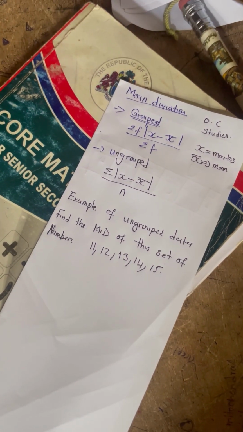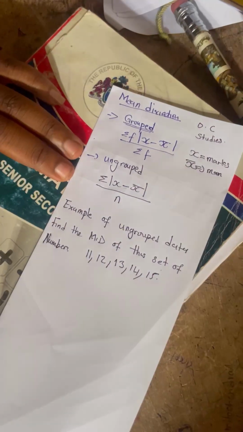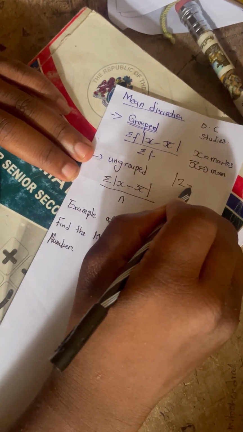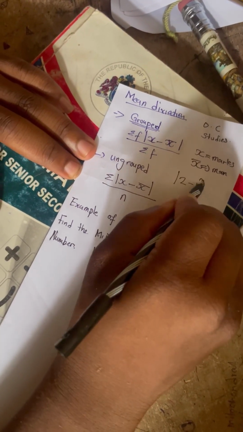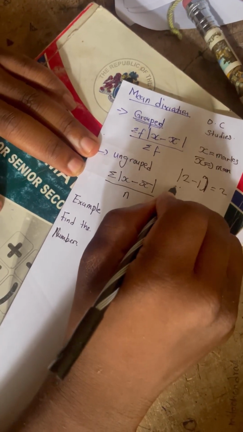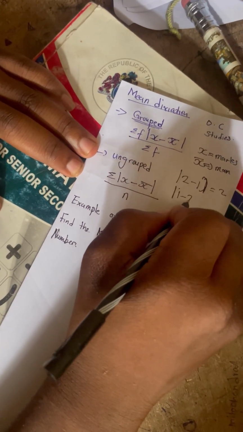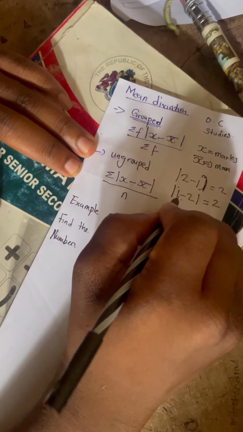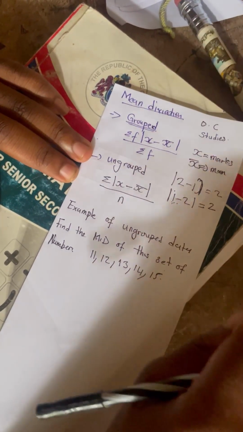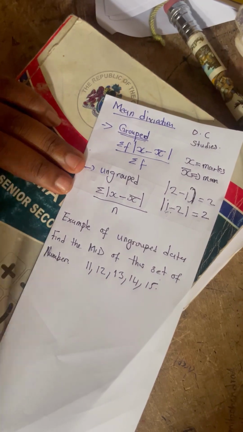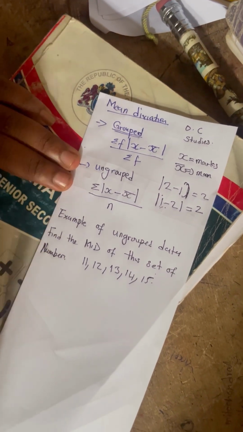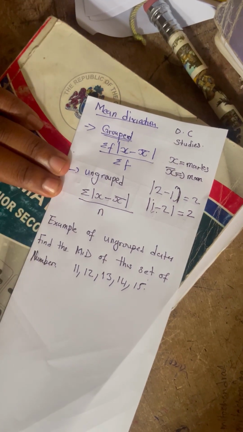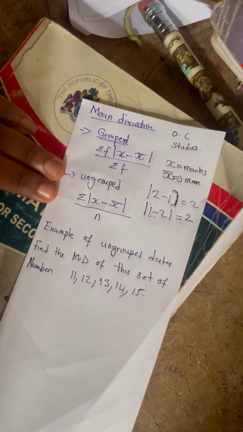What does absolute value mean? It means that if you subtract 2 minus 1, you're going to have 1, and even if you subtract 1 minus 2, you are still going to have 1, meaning the absolute value of this figure is 1. That's what we call mean deviation. There is nothing like negative 2, negative 1, negative 3. It is always its absolute value.